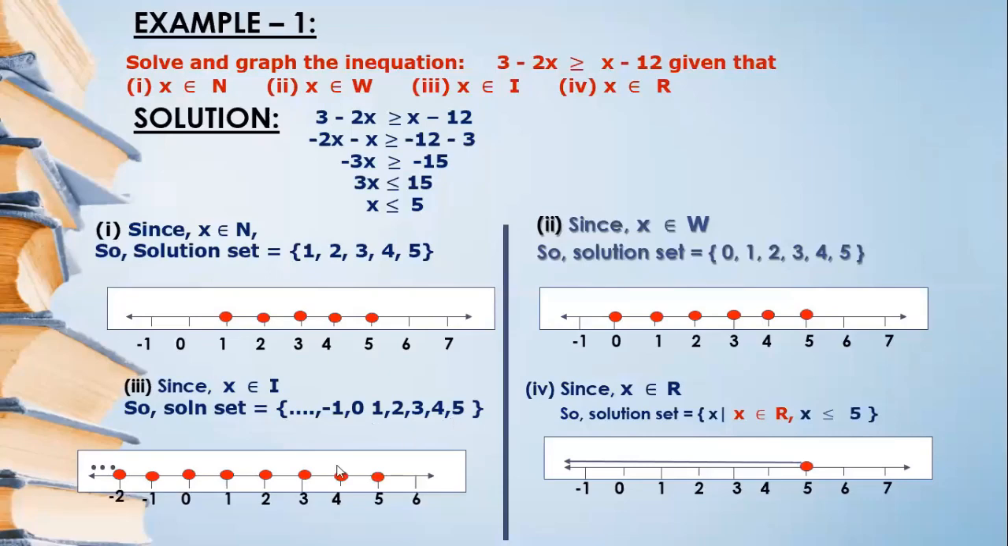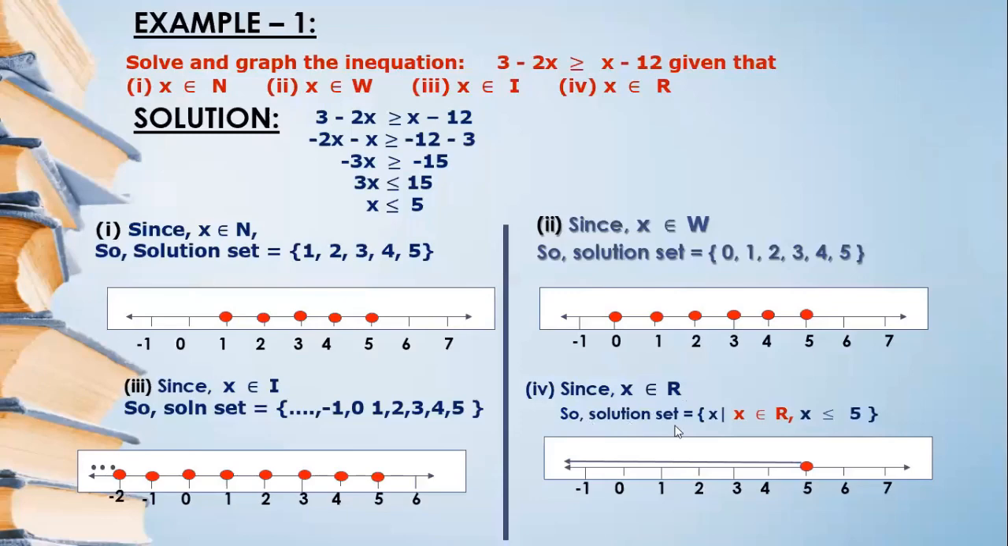So on the number line, we will locate these points by drawing the dark circles there as 5, 4, 3, 2, 1, 0, -1, -2. Now, since we cannot draw the line up to infinity, after this -2, we will show these dots. Dot, dot, dot. It shows that all the numbers before this -2 towards the left hand side are also included.